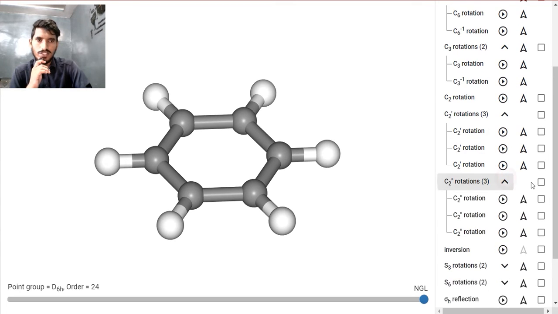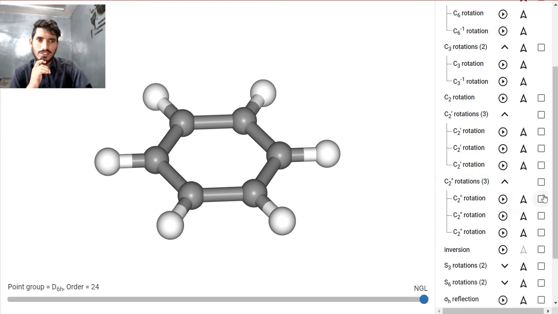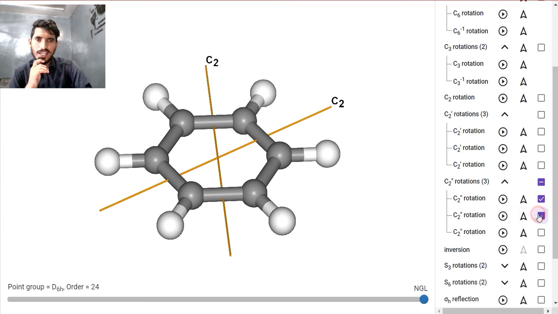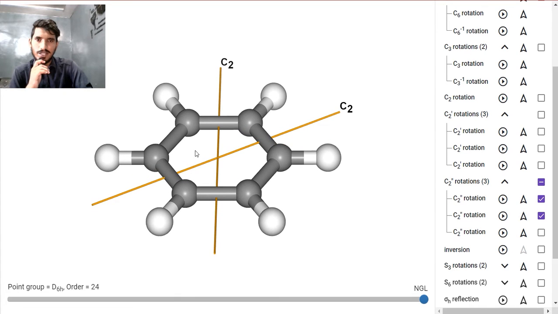Moving on towards more rotations. These are some other C2 rotations that do exist. Let me explain it one by one. Here, as you can see, C2 in the benzene also exists just like this. If I give a 180-degree rotation along this, what will happen? These three carbon atoms will replace these three carbon atoms. And then I have another C2 just like this, and these three carbon atoms will replace these three carbon atoms. Then again I have another C2 that exists along this axis. These three carbon atoms will replace these three carbon atoms.